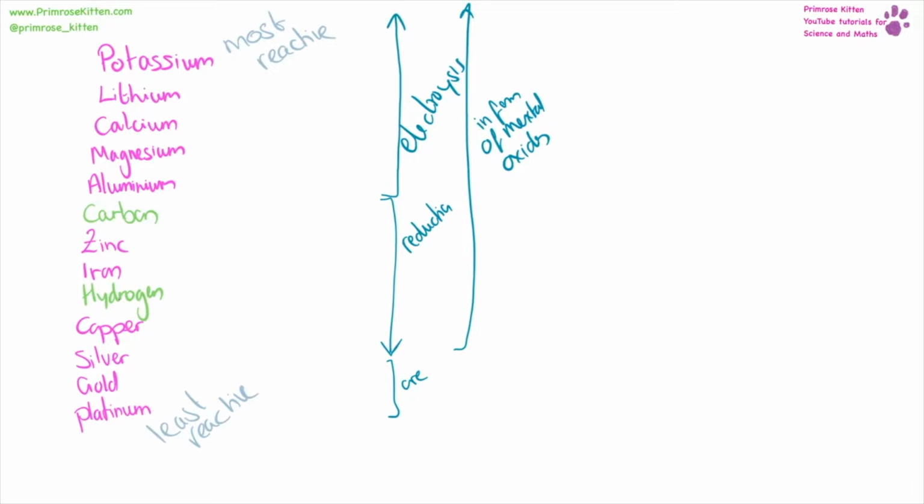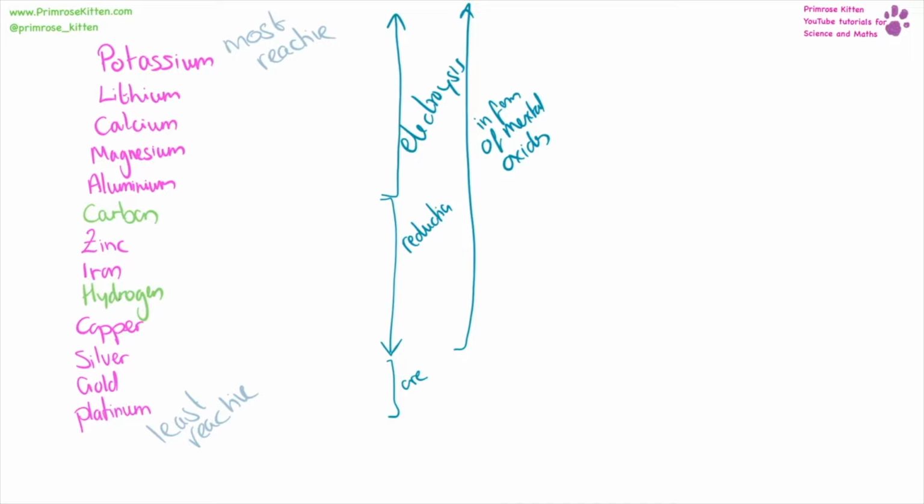You can also use this to predict the products from electrolysis. If the metal used in the electrolysis is more reactive than hydrogen, then you're going to get hydrogen as a gas. If it is less reactive, then you're going to get something else as a gas.